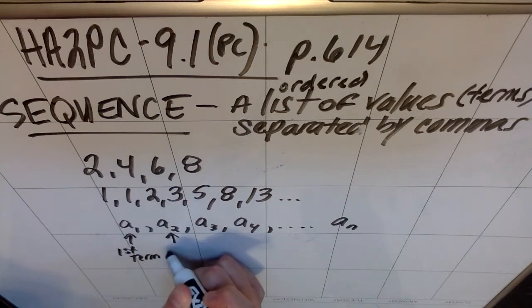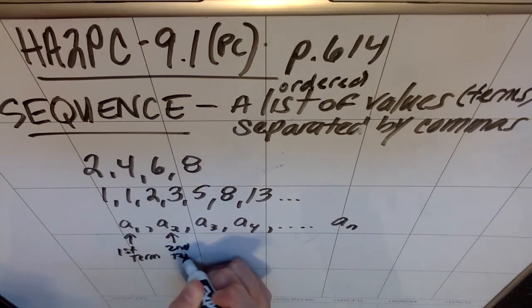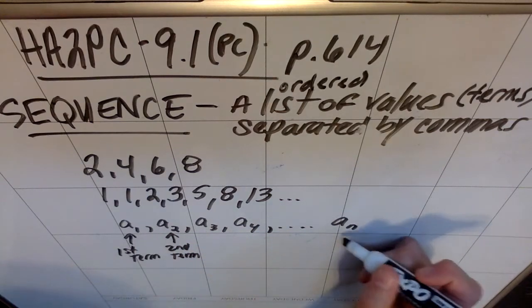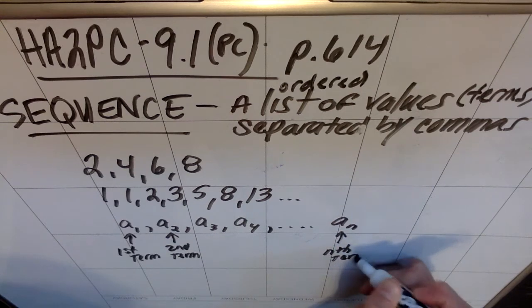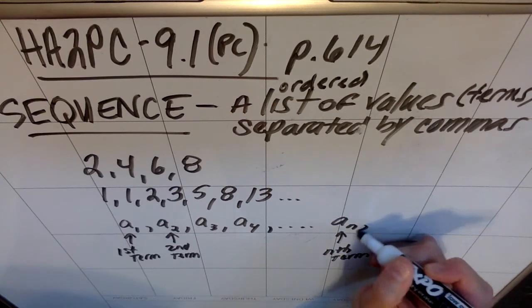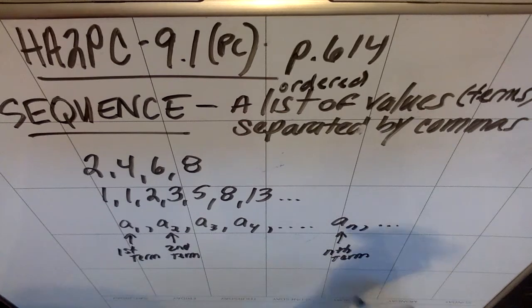And a sub 2 would be the second term in the sequence, and the third term and the fourth term and so on. When we get to a sub n, that would be the nth term. So if it was a sub 100, it would be the 100th term. Now, what I want to talk about next is these ellipses.